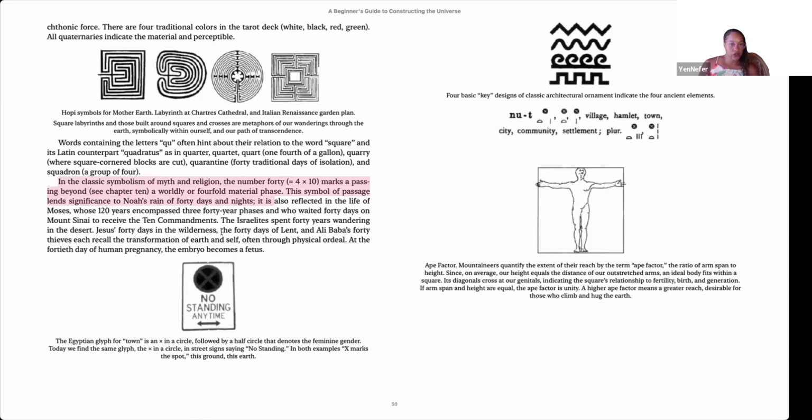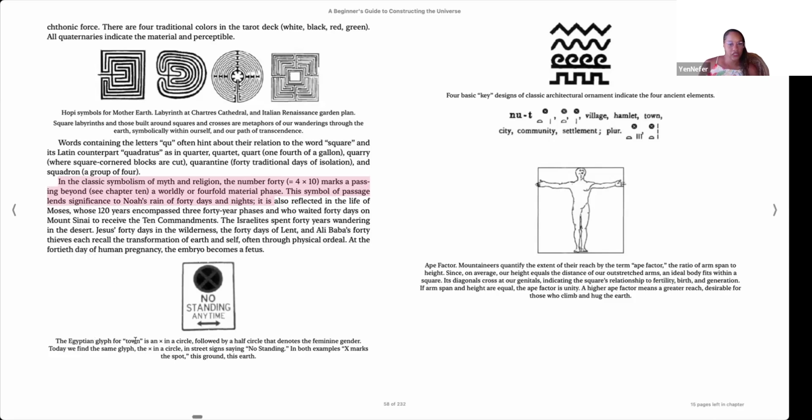Jesus's 40 days in the wilderness, the 40 days of Lent, and Ali Baba's 40 thieves each recall the transformation of earth and self, often through physical ordeal. At the 40th day of human pregnancy, the embryo becomes a fetus.